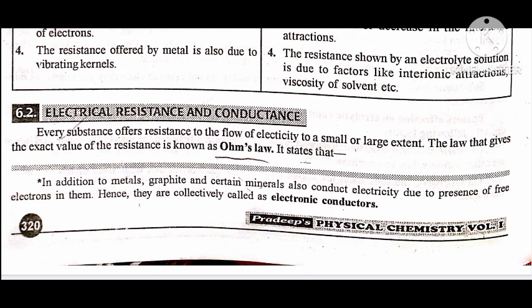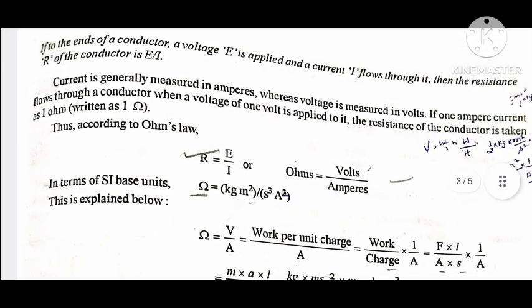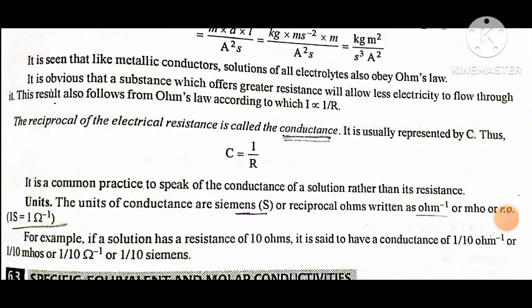In addition to metals, graphite and certain minerals also conduct electricity due to the presence of free electrons in them. Hence, they are collectively called electronic conductors. Like metallic conductors, solutions of all electrolytes also obey Ohm's law. It is obvious that a substance which offers greater resistance will allow less electricity to flow through it. This result also follows from Ohm's law, according to which I is proportional to 1 upon R.